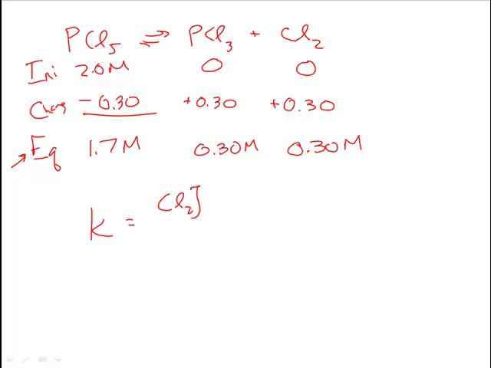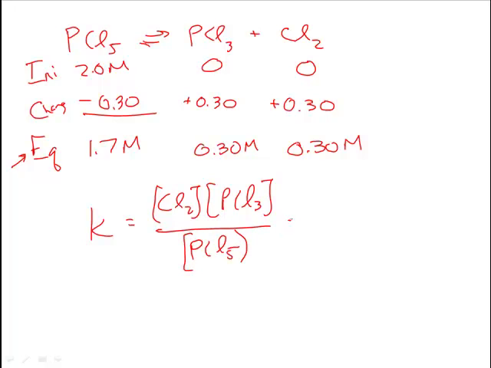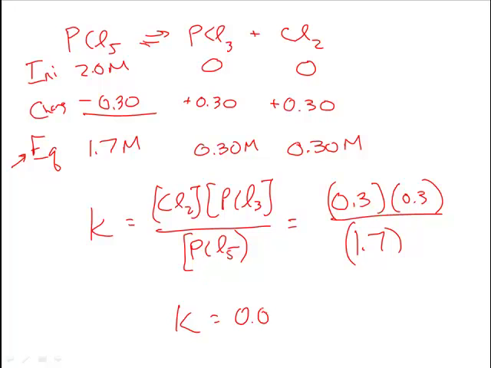Once we have our equilibrium concentrations, we can then plug them into our equilibrium expression. They're all to the first power, so our Cl2 is 0.3, our PCl3 is 0.3, and our PCl5 is 1.7. So 0.3 times 0.3 divided by 1.7 should give us the value of K for this particular problem of 0.05294. And that should be one of the options for number 5. Number 11 is the next one.